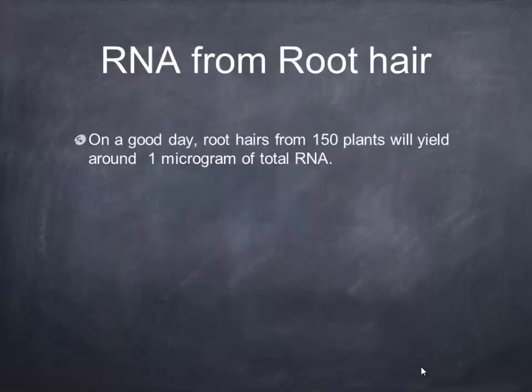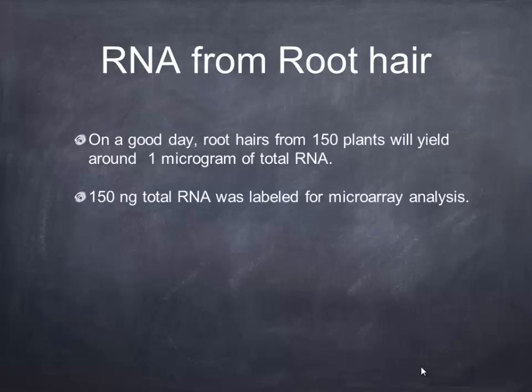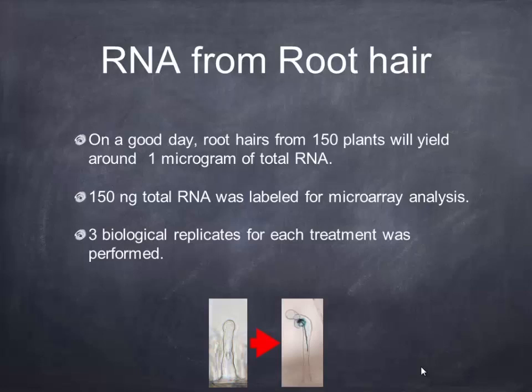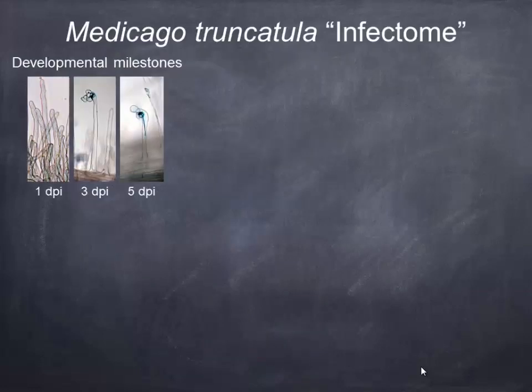And in terms of RNA, it was very straightforward. It took 150 plants to yield about a microgram of total RNA. 150 nanograms was labeled, and as is usual with these experiments, three biological replicates were performed for each treatment.